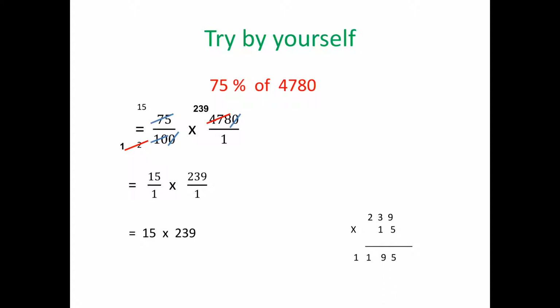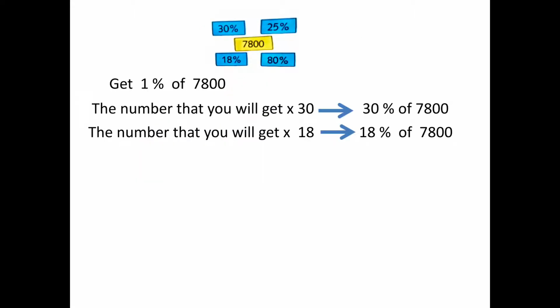So in the first row, I have this number. What about the second row? Don't forget to put the 0. Then multiply 1 times 9, 1 times 3, 1 times 2. So I will get this number. Add these two rows, you will get this number. So my final answer here is 3,585. Now, do I have any other ways to get the percentage of any number?